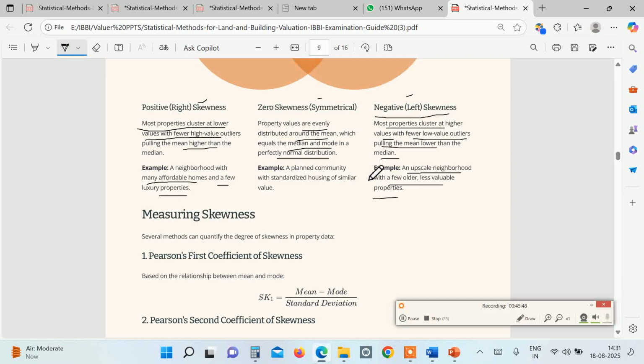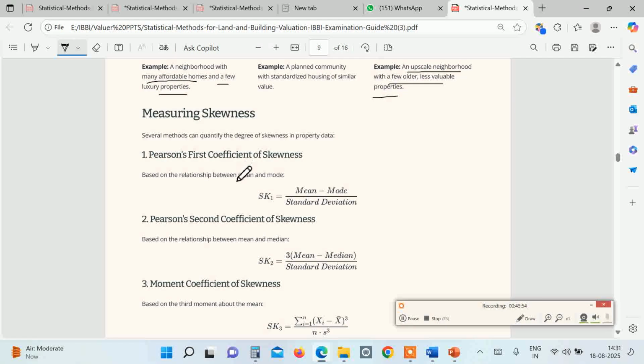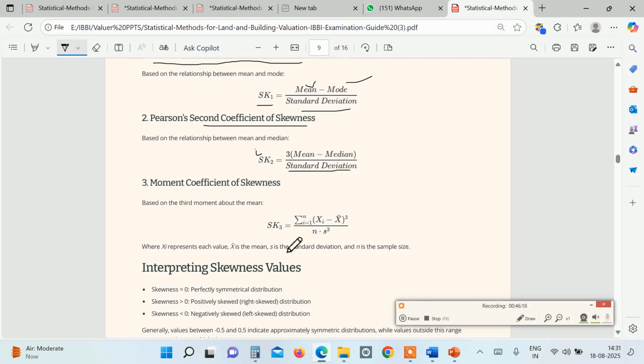There are three methods of calculating the coefficient of skewness. First one is SK1, which is called Pearson's first coefficient of skewness. For this, you have to use the formula: mean minus mode divided by standard deviation. Second is Pearson's second coefficient of skewness, which is represented as SK2. It is 3 into mean minus median divided by standard deviation. Third one is the moment coefficient of skewness. It is based upon the third moment about the mean, which is the sum of (xi minus x-bar) cubed divided by n into s cubed.